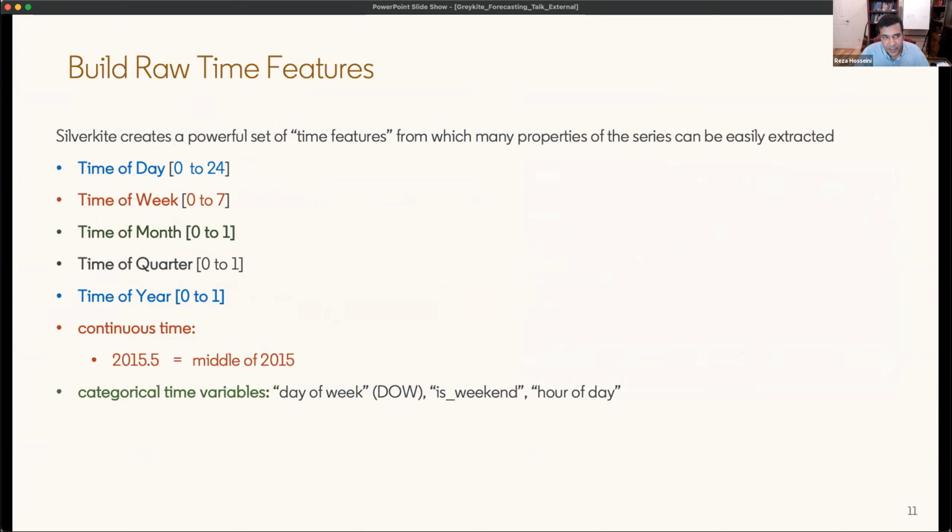The very first step was building raw time features. For example, you have a timestamp, you can map it from 0 to 24, that's time of day. You can map it from 0 to 7, that's time of week. Similarly, time of month, time of quarter, and you can imagine why these variables are going to be useful. In business, time of quarter is probably a useful variable. That's why we are creating these variables. Time of year, between 0 and 1, where in the year are we? And a continuous variable, you probably need a continuous variable to model the growth. And you still probably need some categorical variables. It might be useful in some contexts to keep them around, like day of week, is weekend, and so on.